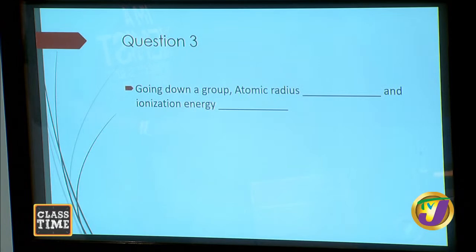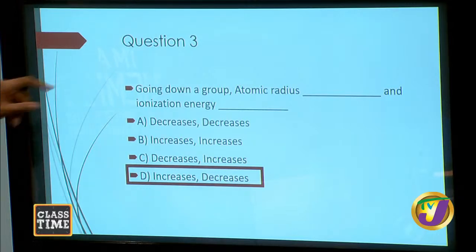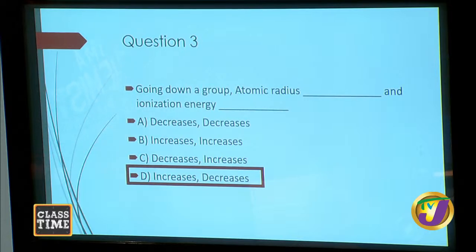The third question says, going down a group, atomic radius dash and ionization energy dash. Going down a group, the atomic radius increases and the ionization energy decreases. Because we saw with the group 1 metals where lithium was at the top and cesium was at the bottom, and cesium was very big and lithium was very small.